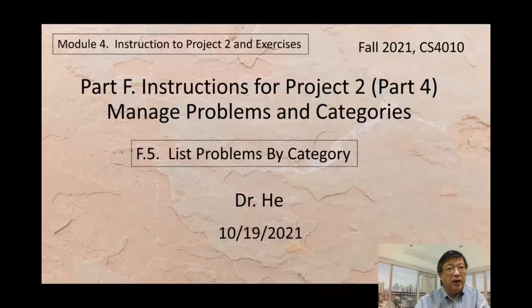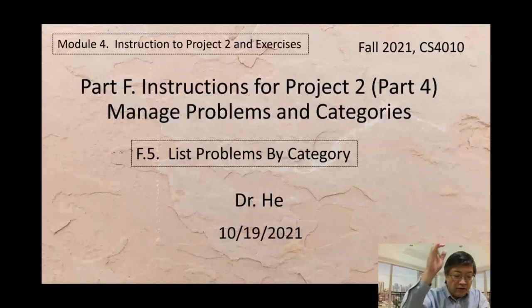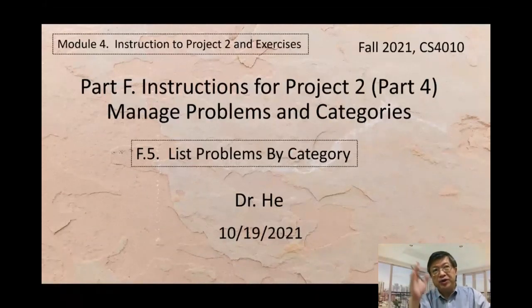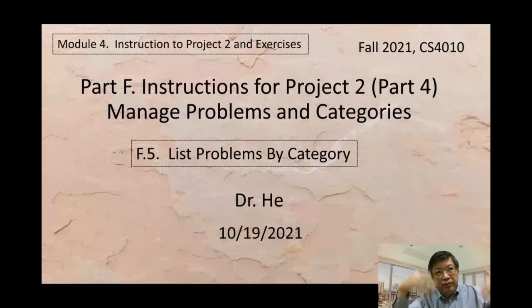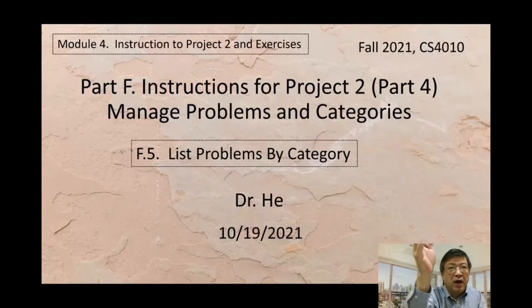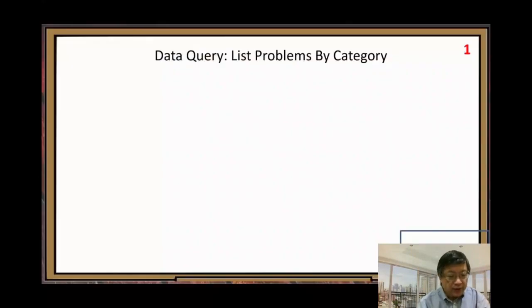Finally, we get to our last video of project number 2, 5.1, list problems by category. So in this part, we assume we have all the preparation work, everything ready. So now the last thing we need to do, list problems based on the category. How to do it? We need to do several things. First, the data query. List the problems by category.